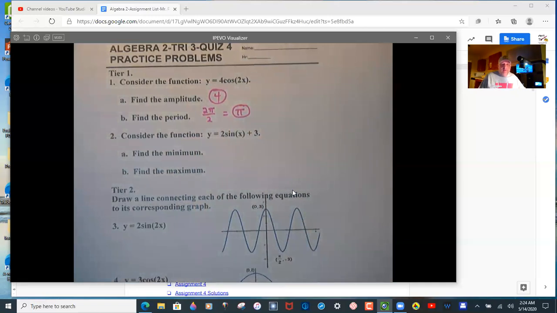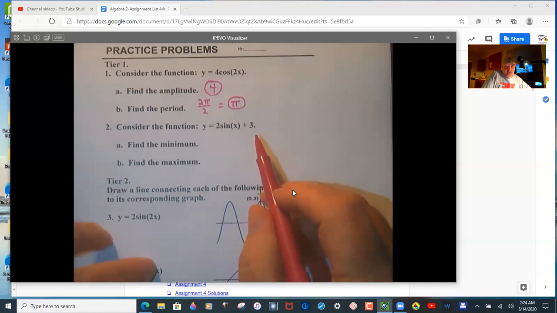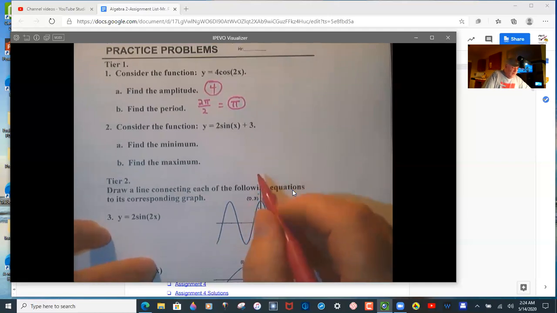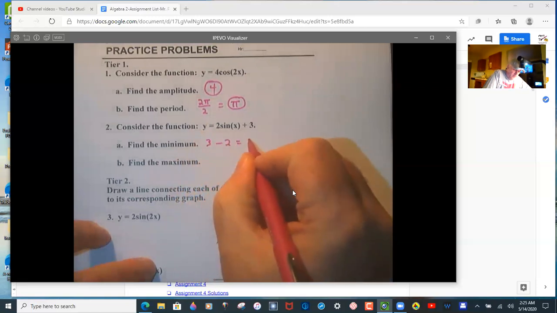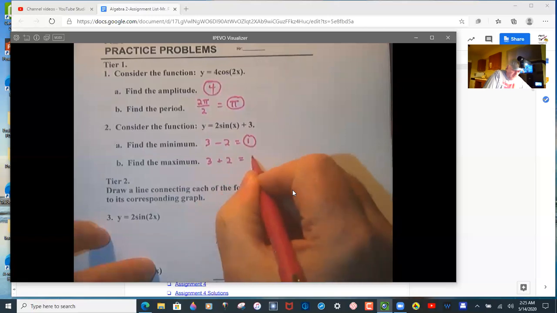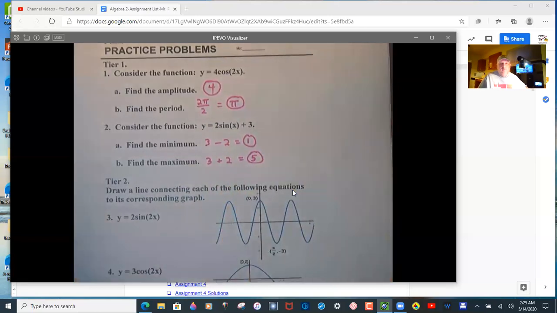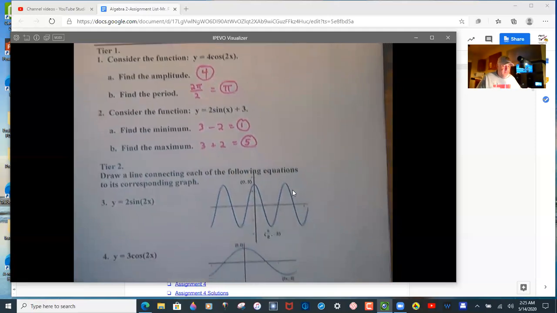So this function, 2 sine x plus 3, find the minimum, find the maximum. You are taking the midline value, which is the k value, the value added on the end, and you're subtracting the amplitude for the minimum, so that lowers you to the lowest point. And you're adding the amplitude for the maximum. So these are y values. And there's a page in your notes that demonstrates that very well. I think it's the second page.